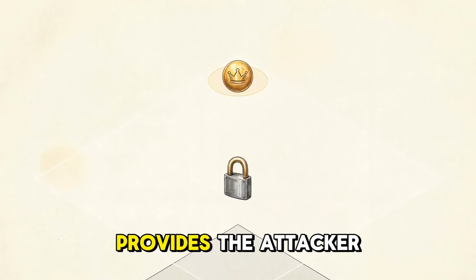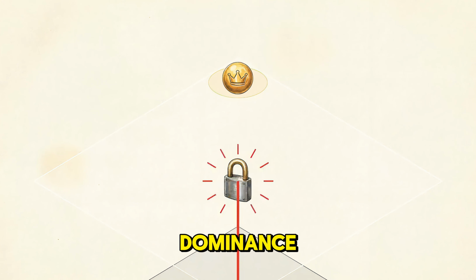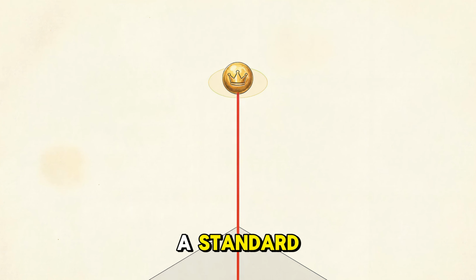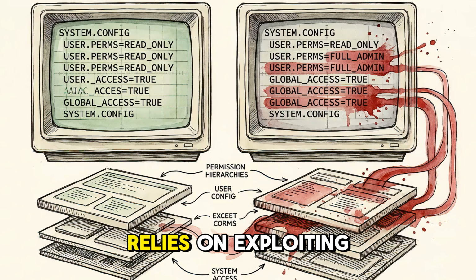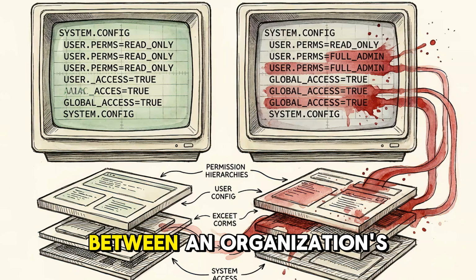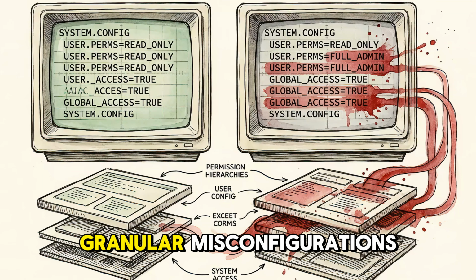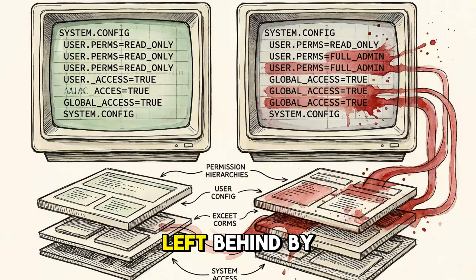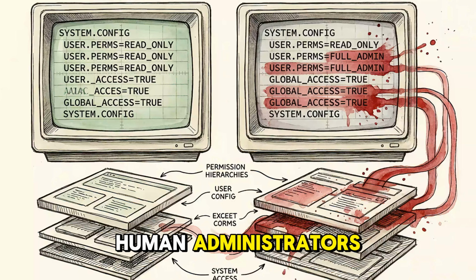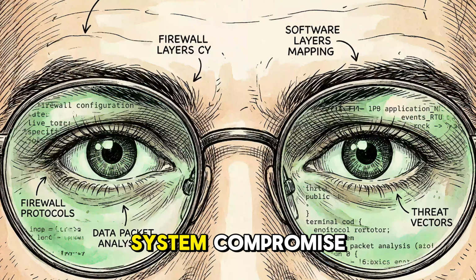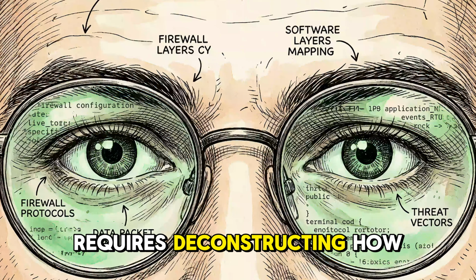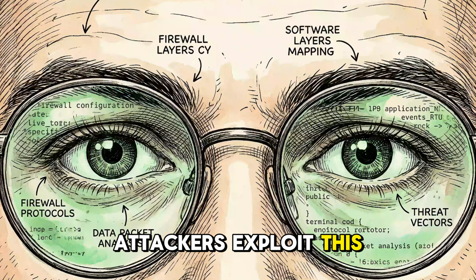Vertical escalation provides the attacker with total system dominance. This is the upward climb from a standard, restricted user account to the level of a domain administrator or a Linux root user. This ascent relies on exploiting the delta between an organization's intended security posture and the actual, granular misconfigurations left behind by human administrators. Defending against total system compromise requires deconstructing how attackers exploit this gap.